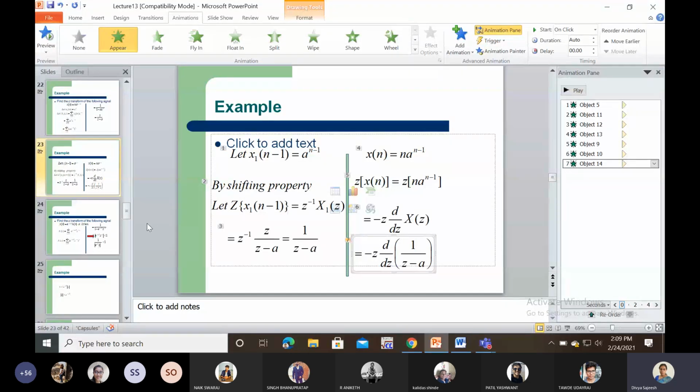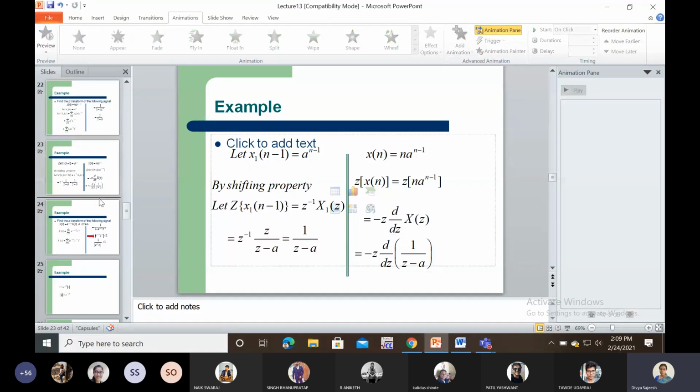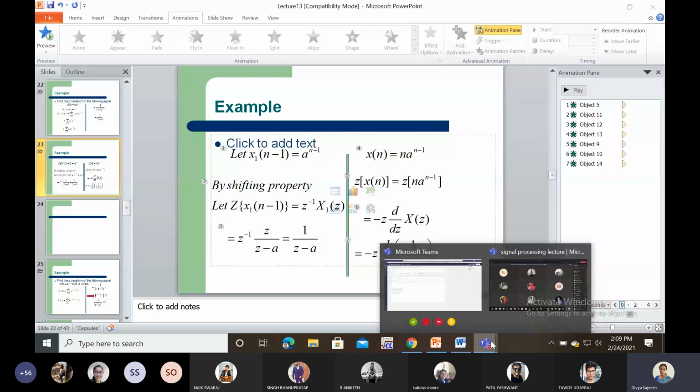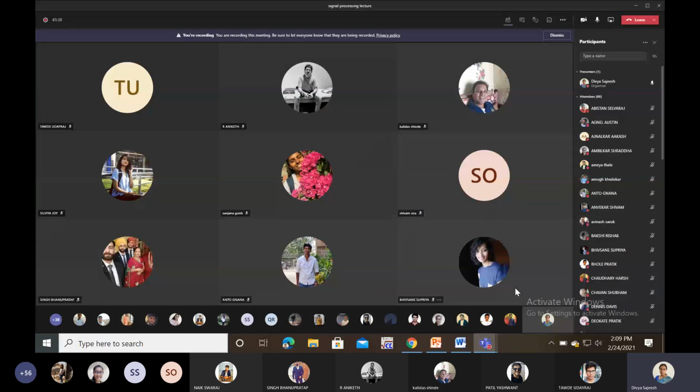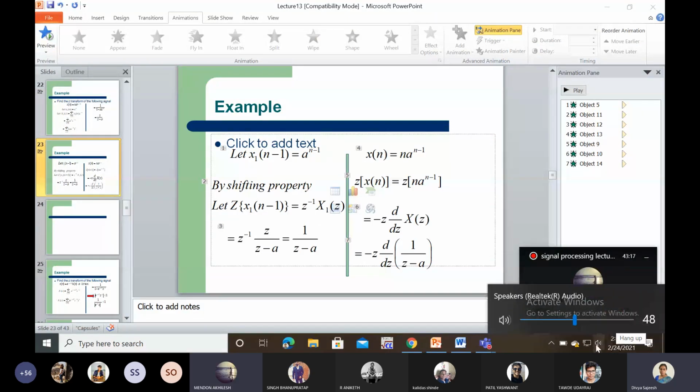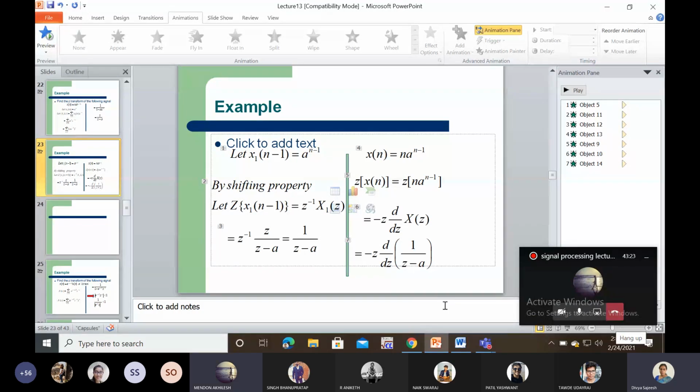So what is the differentiation of that? Can anyone tell? What is the differentiation of 1 upon z minus a with respect to z? I want someone to answer. Shivam? Minus 1 by z minus a whole square. Can you repeat? Minus 1 by z minus a whole square. Okay, correct.